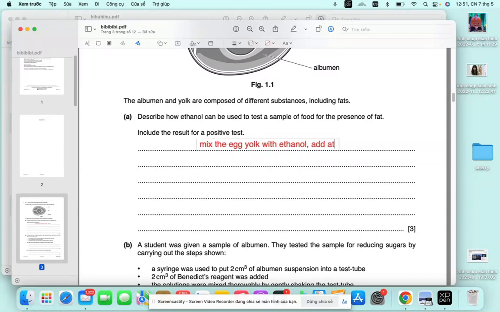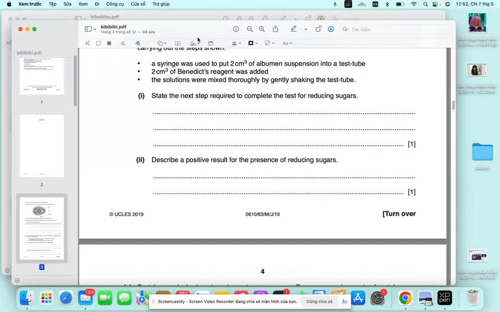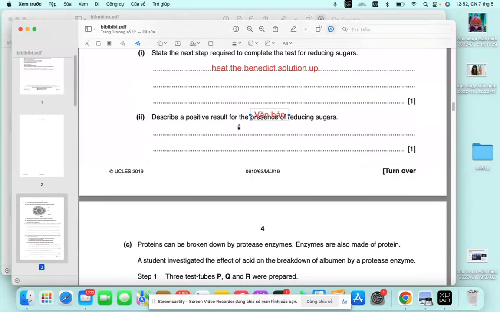We add water in and look for signs of cloudiness or emulsion. The next step required to complete the test: as we know, we have to heat the Benedict's solution up. The positive result for the presence of reducing sugar is blue.